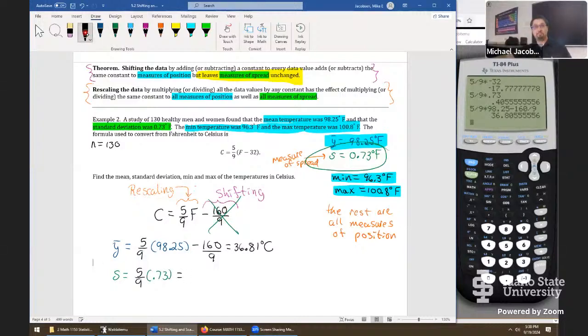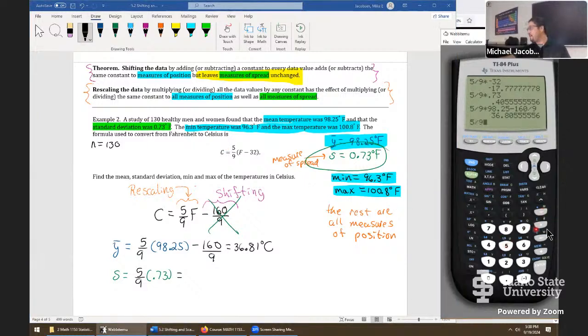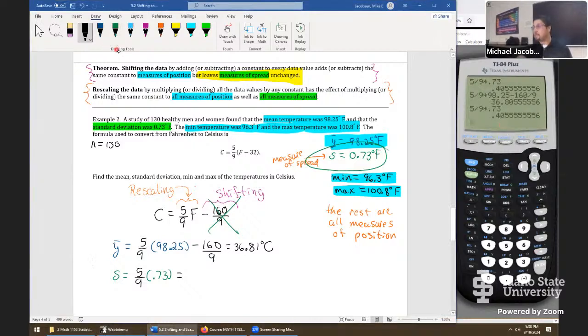I guess the good news there is it's a faster computation. Here, let's go 5 divided by 9 times 0.73, and we get 0.41 degrees Celsius. So 2 down, 2 more to go. Any questions at the moment with those 2 statistics?